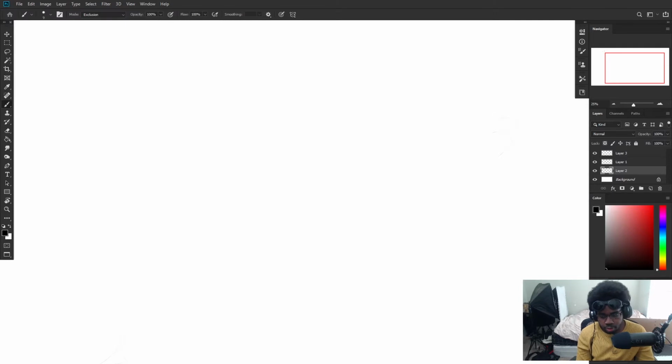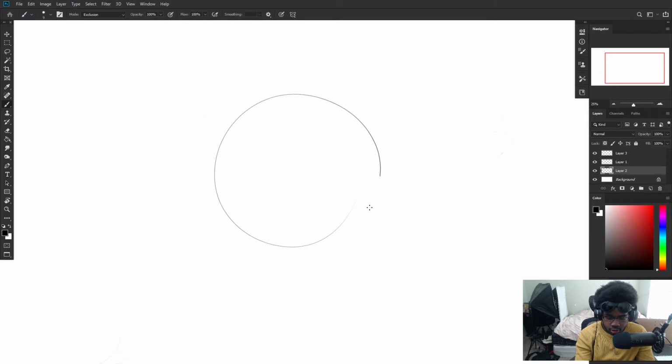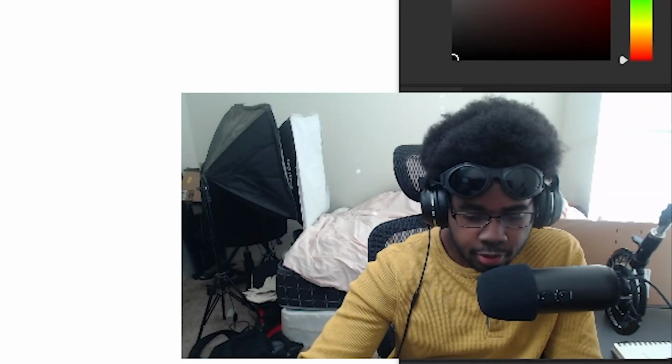All right, got Photoshop open, and it doesn't really matter which application you use, just do whatever you want. You can use MS Paint for all I care. And we're just gonna start off with a simple circle here. Trying to get a decent looking circle. Got a decent looking circle here. First try, of course.